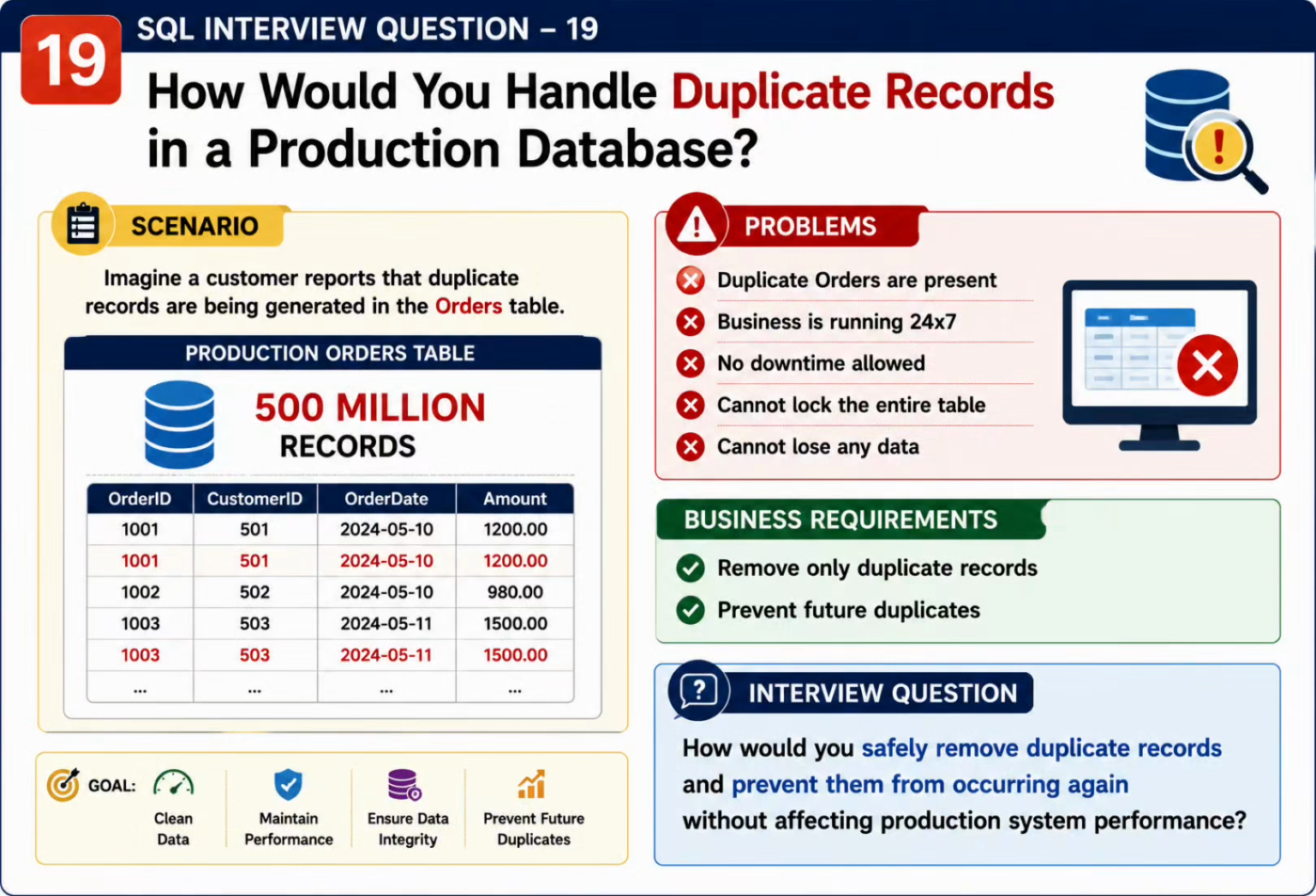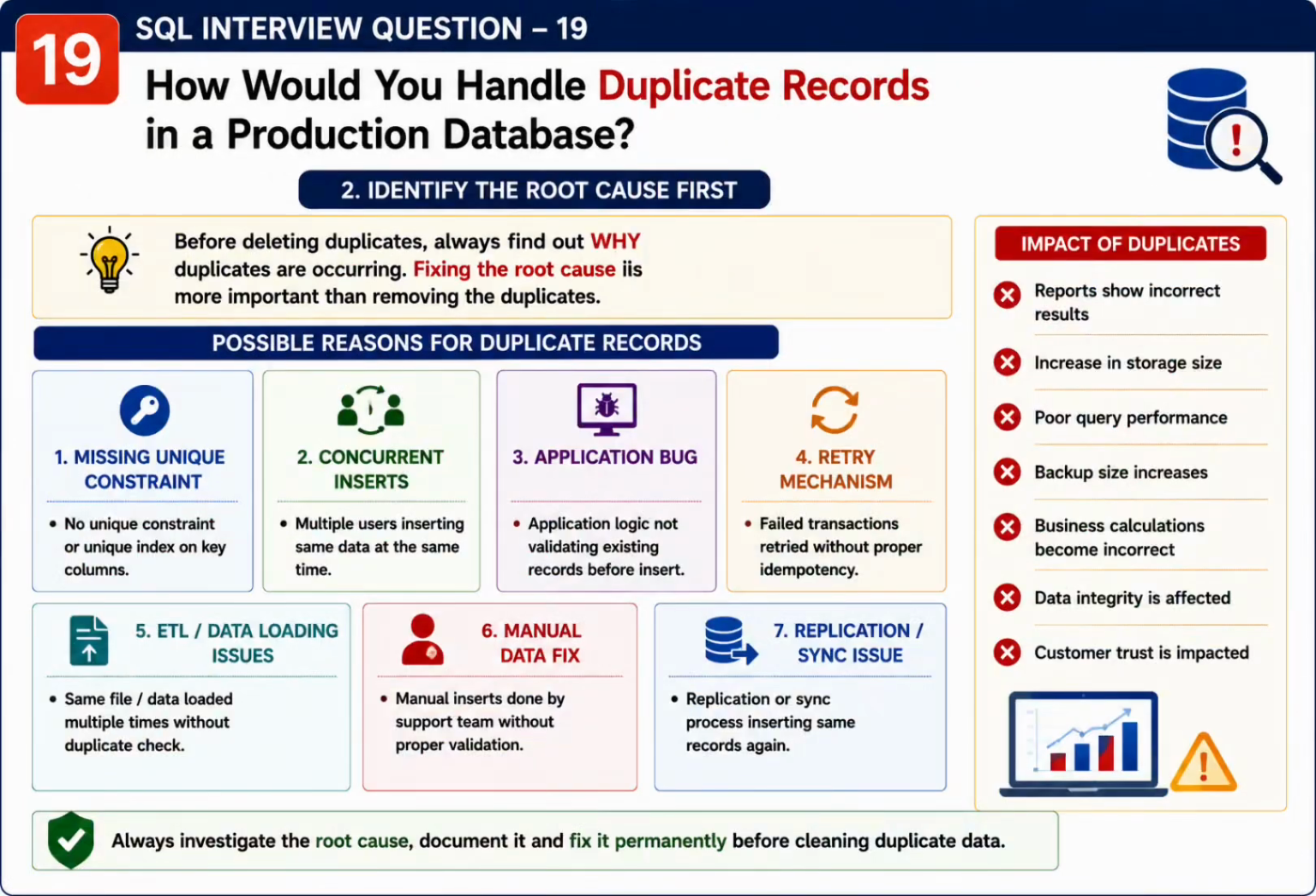In production, we should never delete data without first understanding the root cause and ensuring data safety. So the first step is not deleting duplicates. The first step is understanding why duplicates were created. There could be several reasons. Maybe the table does not have a unique constraint or unique index, or sometimes the application sends the same request twice because of a retry mechanism.